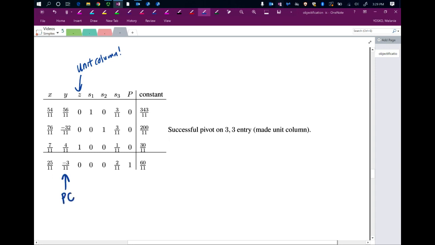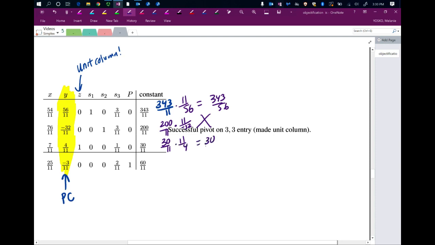That's our pivot column. Then for a pivot row, we do our ratios, right? But we do the constant divided by the entry in our pivot column. So if you divide by a fraction, that's the same as multiplying by the reciprocal. So we end up with 343 over 56. And here we have 200 over 11 multiplied by the reciprocal. 11 over negative 32. We can stop right there because we're going to get a negative. 30 over 11 times 11 over 4. We get 30 over 4. Okay, and you can obviously reduce these.